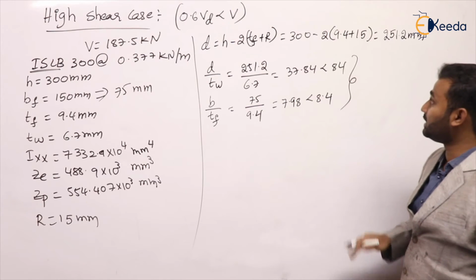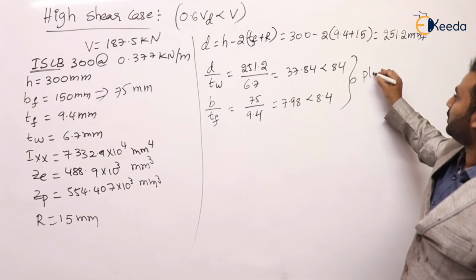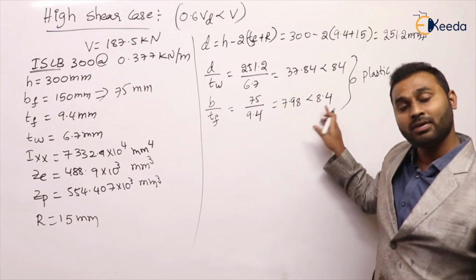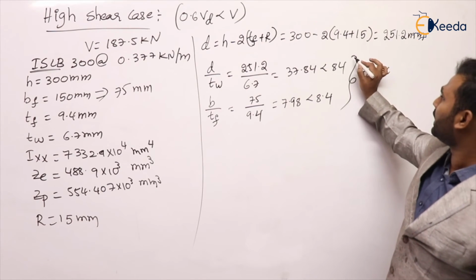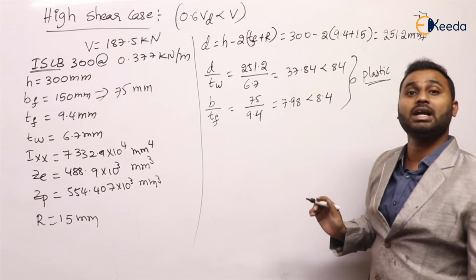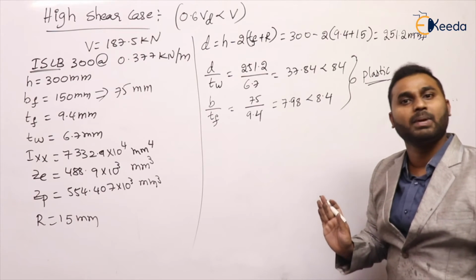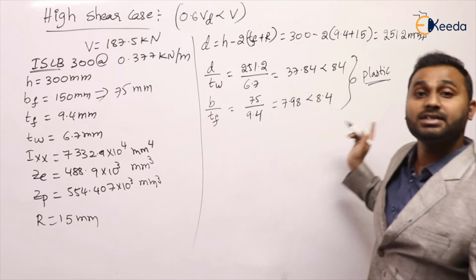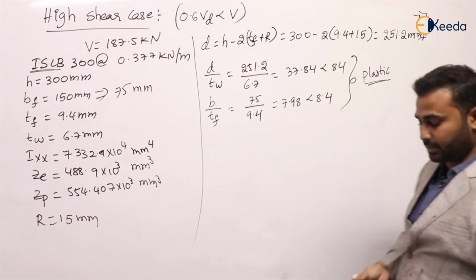Then the given section is plastic. As the given section is having values less than those specified for the plastic section, therefore, the given section is classified as a plastic. It means whatever the ratios we got, those ratios are less than the ratio specified for plastic section. Therefore, this ISLB 300 is a plastic section. We can classify this as a plastic section. Is that okay? This is the first step. Now, second step.